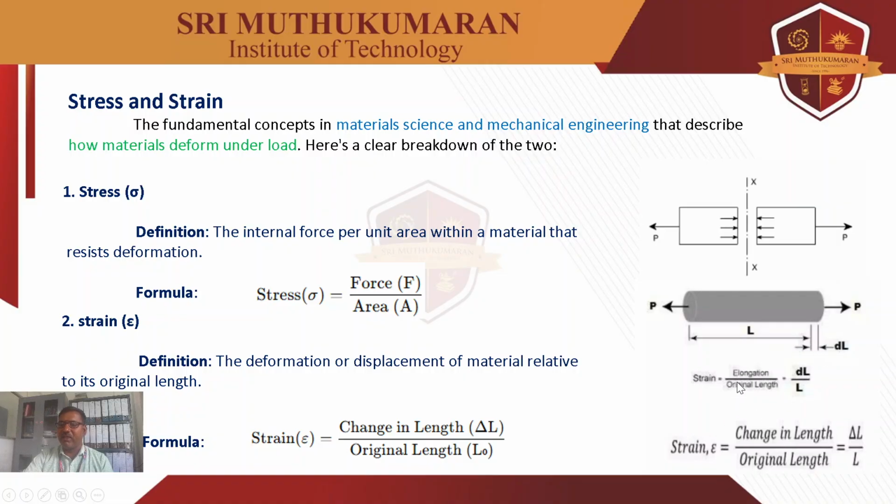The strain is the elongation divided by the original length, dL divided by L. This is the strain formula: strain equals the change in length divided by the original length. The change in length is in mm, and the original length is also in mm, so the unit is cancelled. The strain has no unit.